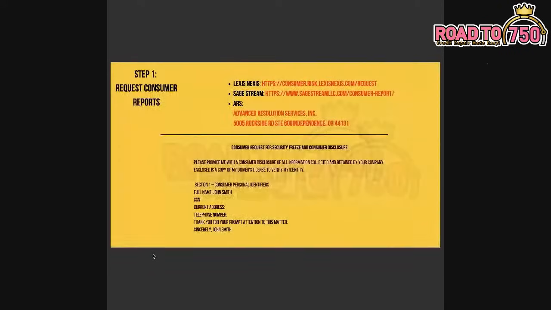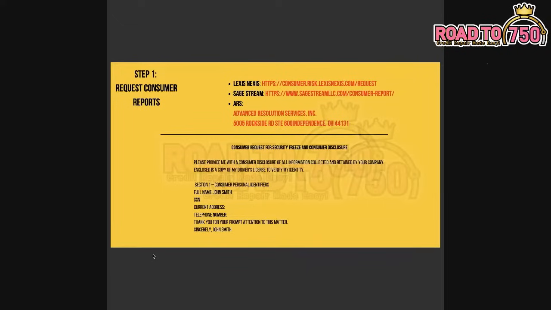Okay, so step 1 is to request your consumer report. The top 3 data aggregators for your bankruptcy are LexisNexis, SageStream, and ARS. These are all third-party reporting agencies that have a consumer report on you. So they are all considered third-party credit agencies, right?